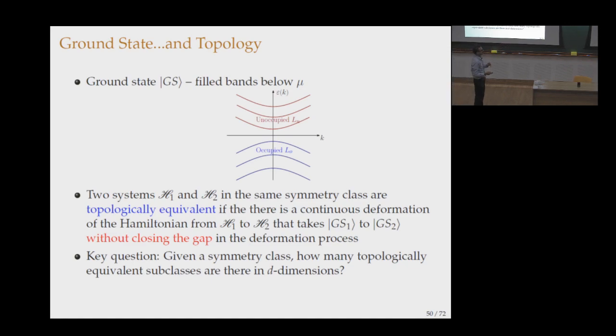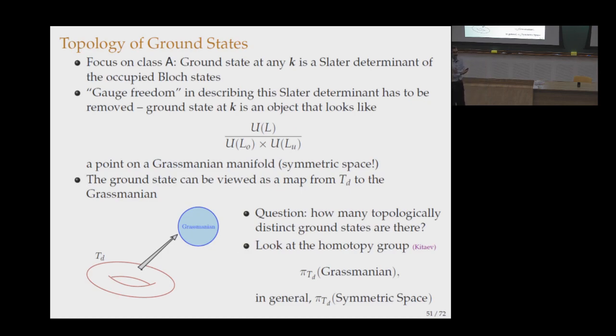All right, so the answer to this question is actually very beautiful, right? And this is what was discovered by Kitaev, Ryu, and co-workers. So let's just focus on class A, which is kind of simple to discuss. If I take any particular value of k, now k lives in the d-dimensional torus, remember. If I take a particular value of k, there are LU occupied orbitals, LO occupied orbitals, and LU unoccupied orbitals.